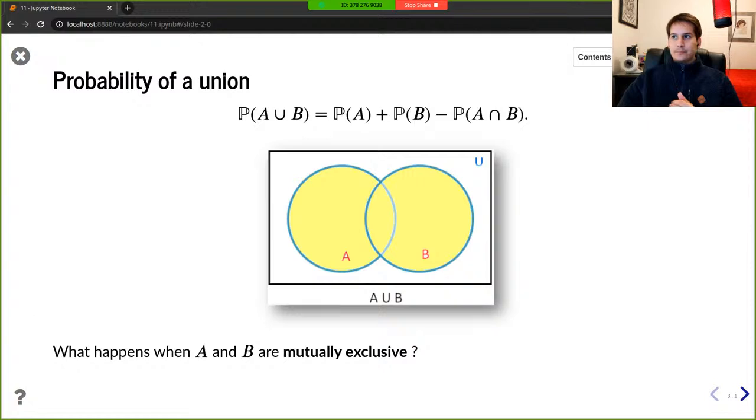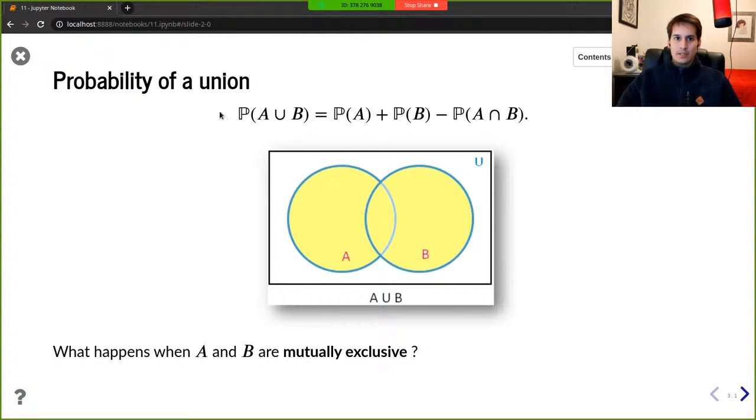There's properties with this probability that we just defined. For example, when you have the union of two events, where A can be the dice throwing a 2, and B could be throwing a 3, the probability of the union is the sum of the probabilities, but you need to subtract the part where the events overlap.